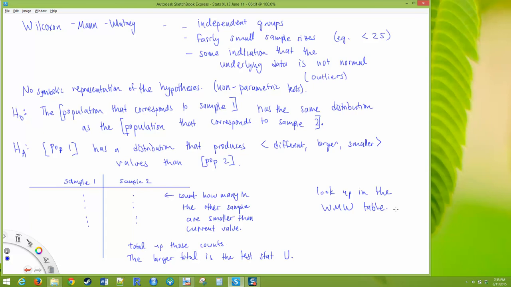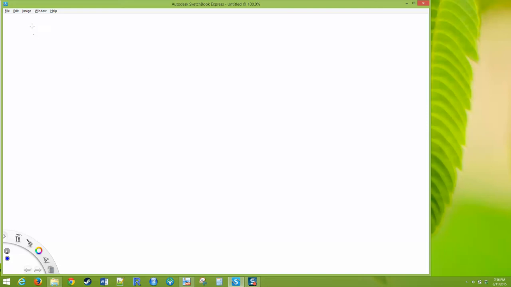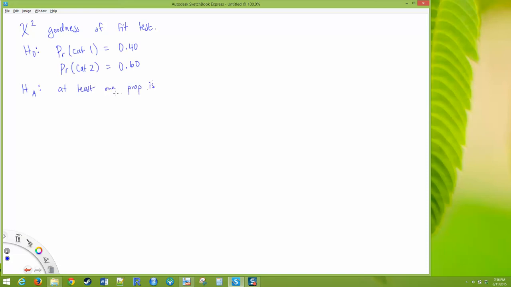So that's t-tests, paired t-tests, Wilcoxon-Mann-Whitney. Okay, we'll keep churning along here. We have the chi-squared goodness of fit test. Okay, the null hypothesis here is that the proportion of category 1 is equal to some number. I'm going to just make up like 40%, and proportion of category 2 is equal to some other number. I'm just making these up, of course. And then the alternative is at least one proportion is wrong.